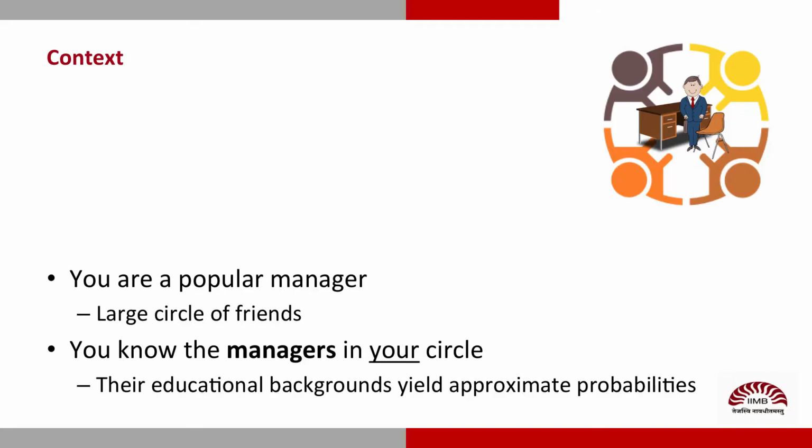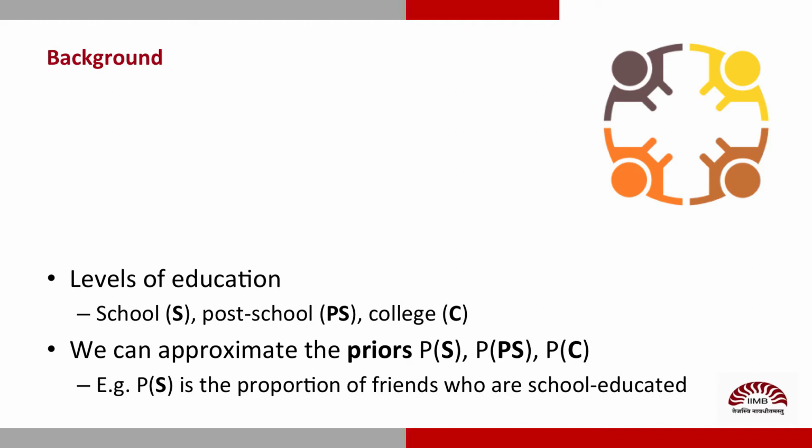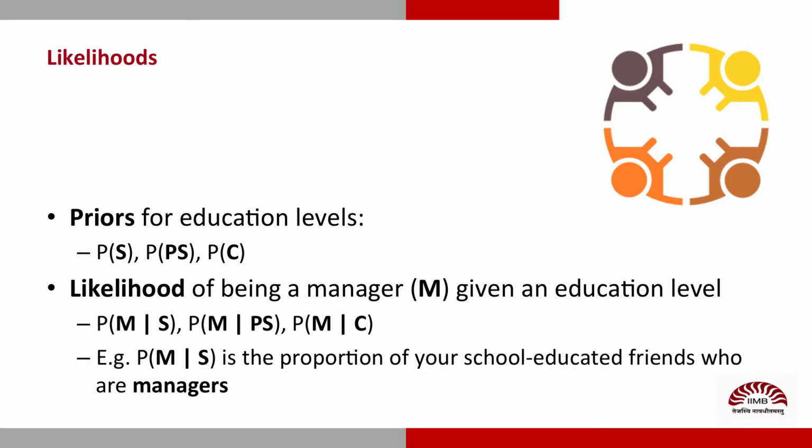Let's now talk about how we can get some rough idea of this. Say you're a popular manager with a large circle of friends whose backgrounds you know fully well. This means you've got a good handle on the priors, which are P of S, P of PS, and P of C for the three educational levels. You'll easily know which of your friends in these three camps are managers. So you can even calculate three proportions. They are the likelihoods P of M given S for school, P of M given PS for post school, and P of M given C for college.